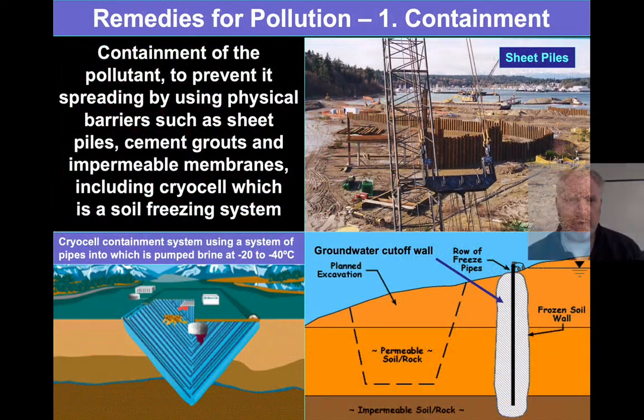So, what can we do about it? One potential solution is to try and contain it. So, if you have a point source of pollution, it may be possible to dig a trench around that pollution source and to seal that in, to keep any pollution beneath that site, to stop it spreading into the wider environment.